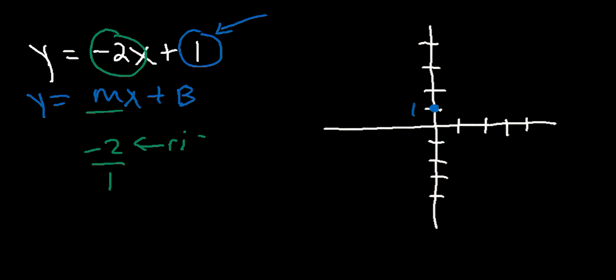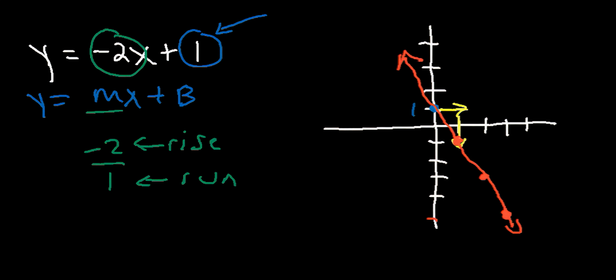This is your rise, and this is the run, the rise over run. So every time you move 1 unit to the right, it needs to go down 2 units. So 1 unit to the right, down 2. Our next point is over here. And if we go 1 unit to the right, down 2, here's our next point. And 1 unit to the right, down 2, it's going to be somewhere over here. And then we just got to connect those points with a line. So that's the slope-intercept method. You just plot the y-intercept and then use the slope to find each successive point.